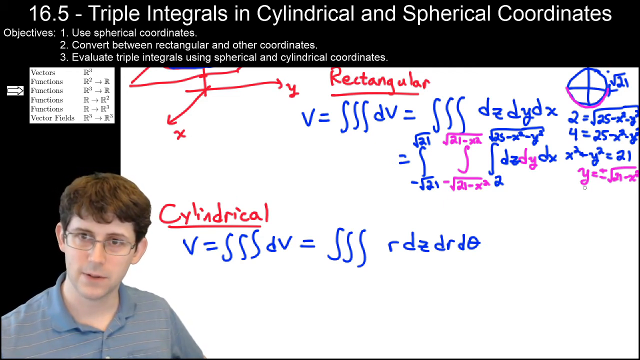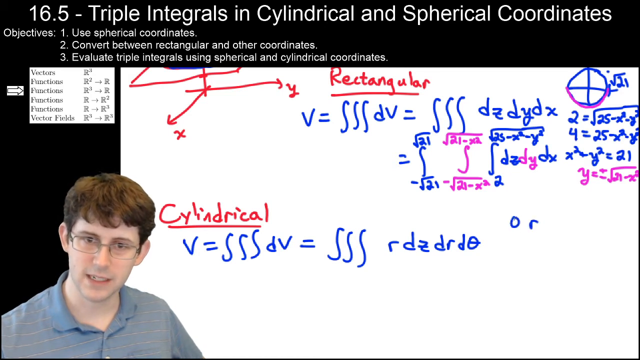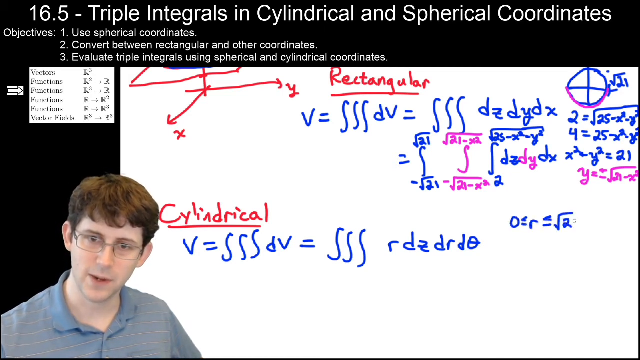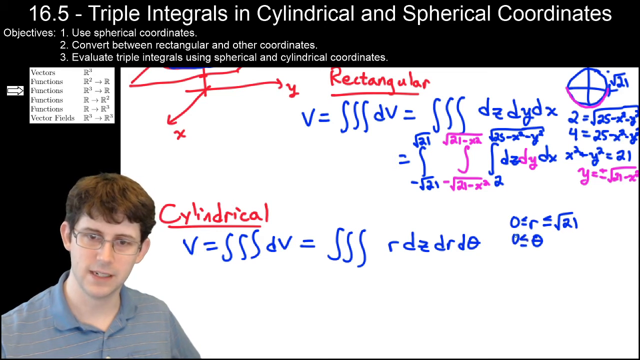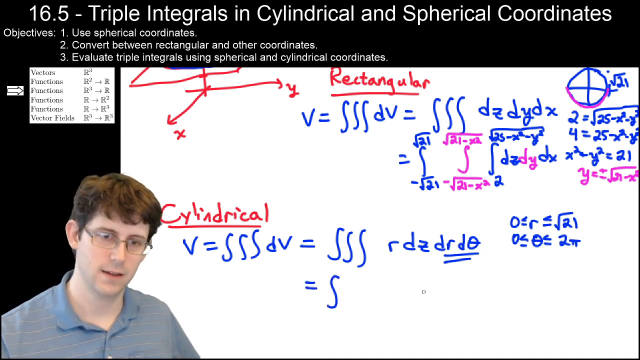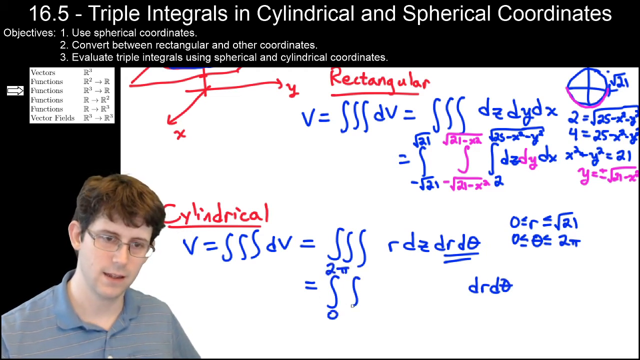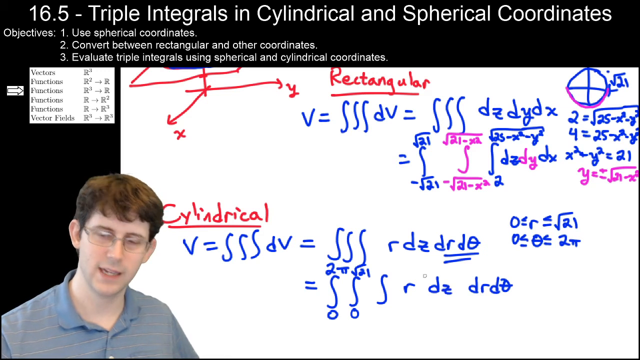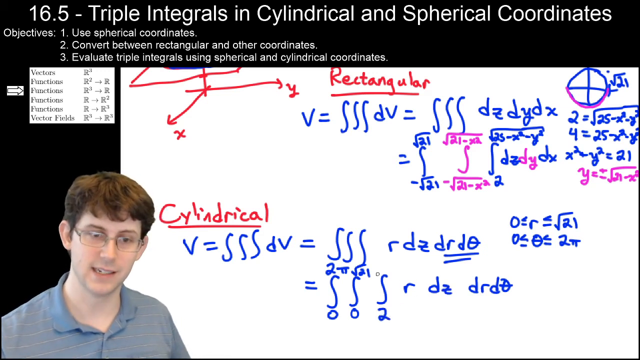Okay, so r goes from 0 to square root of 21, and theta goes from 0 to 2 pi. That's in the r and theta plane. So let's just get that plugged in. The theta bounds are on the outside. The r bounds are next. And then the z bounds, well, z goes from 2 to square root of 25 minus some stuff.